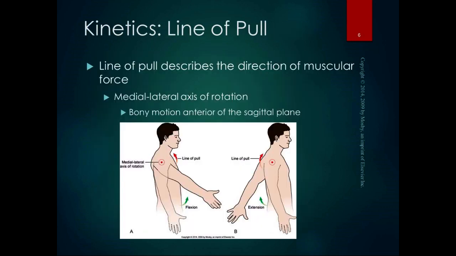So the line of pull describes the direction of muscular force, and it's defined as a vector. A vector is a force that has direction, if you want to think of it that way. If you know the origin and insertion of a muscle, you know where it's located with respect to the axis of rotation, and that will give you its action. That's the really good reason for knowing all those origins and insertions: once you know the origin and insertion and where it is in relationship to the axis, you automatically know what motion that muscle does.